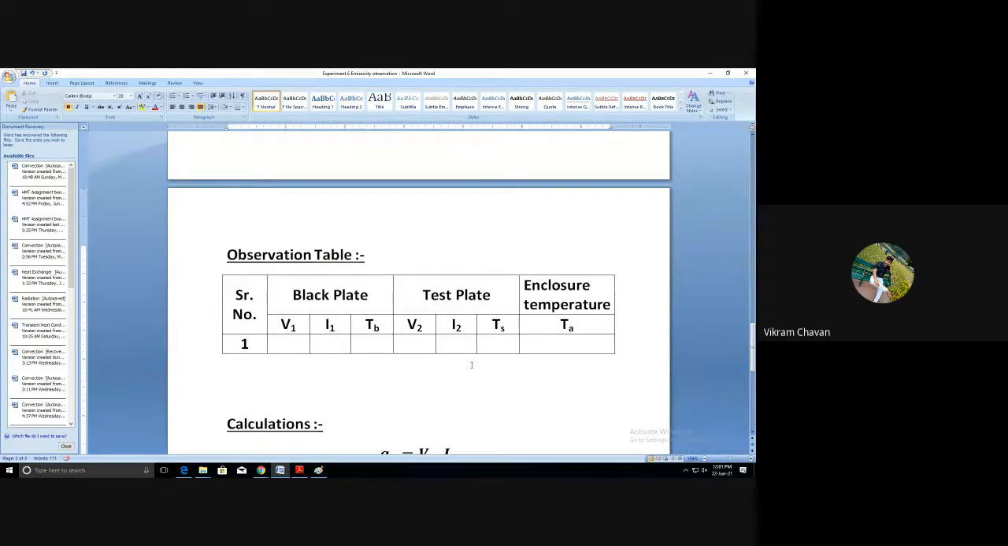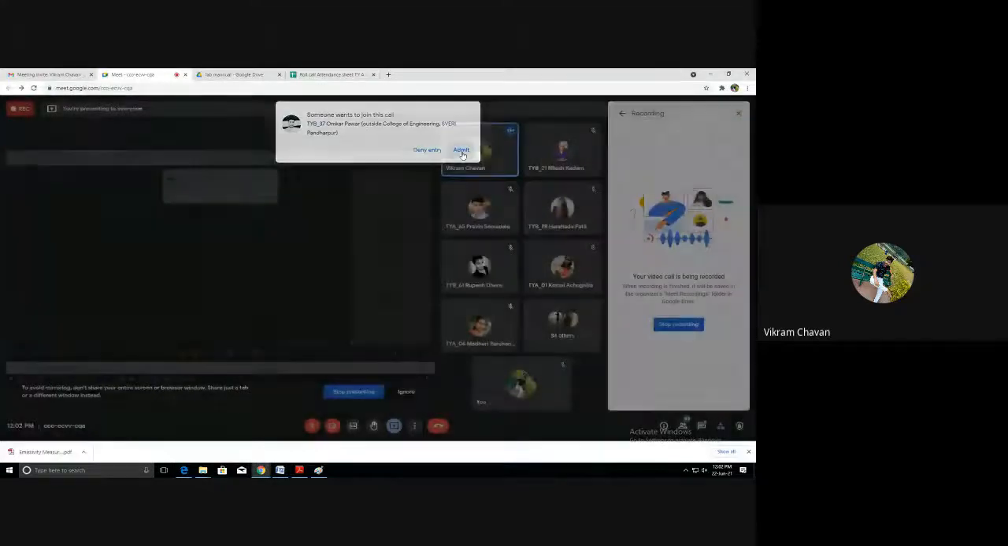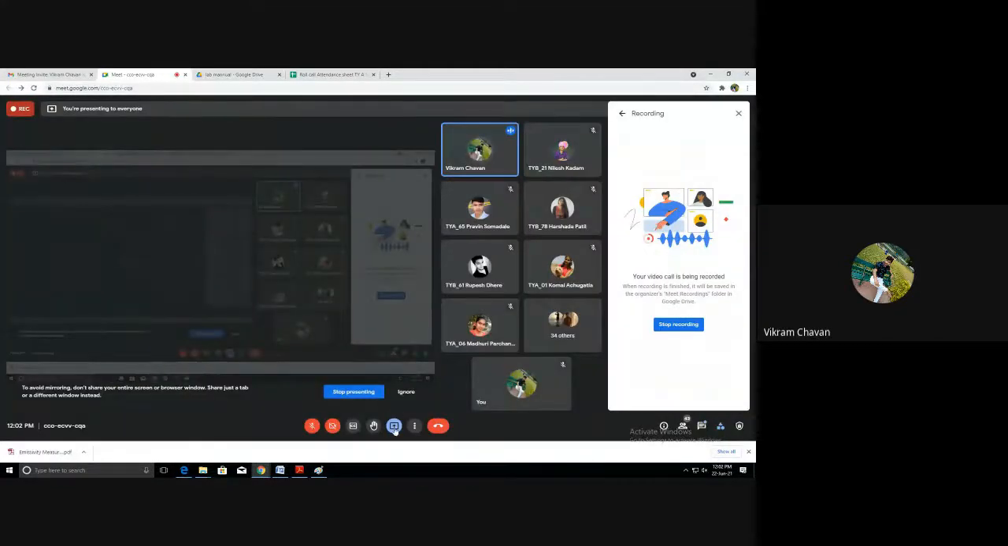So initially I have started this instrument, and we have to take the readings and perform the experiment. Okay, if you don't have any doubt and you have taken all the readings, then I will stop the presentation from here, and I will present from the HT lab.